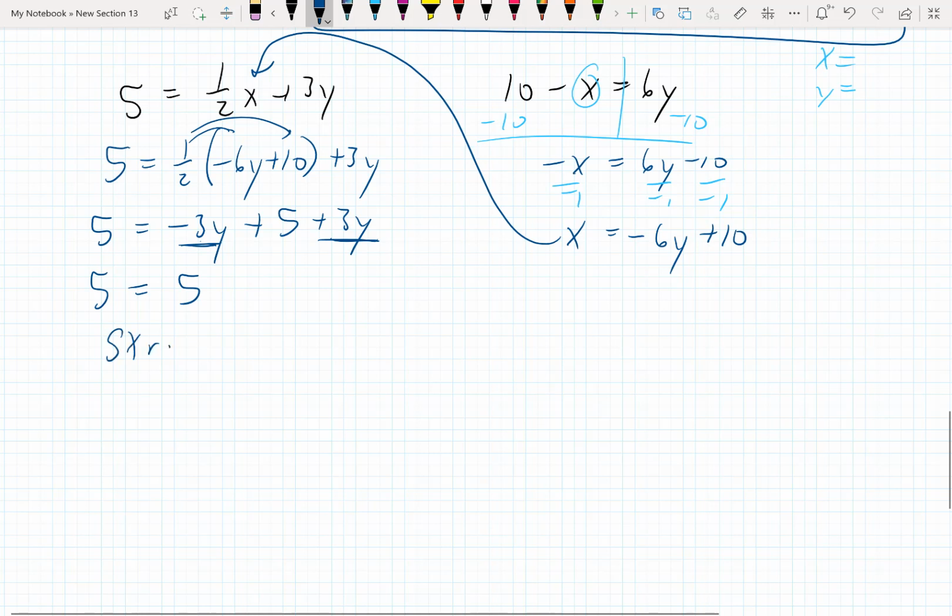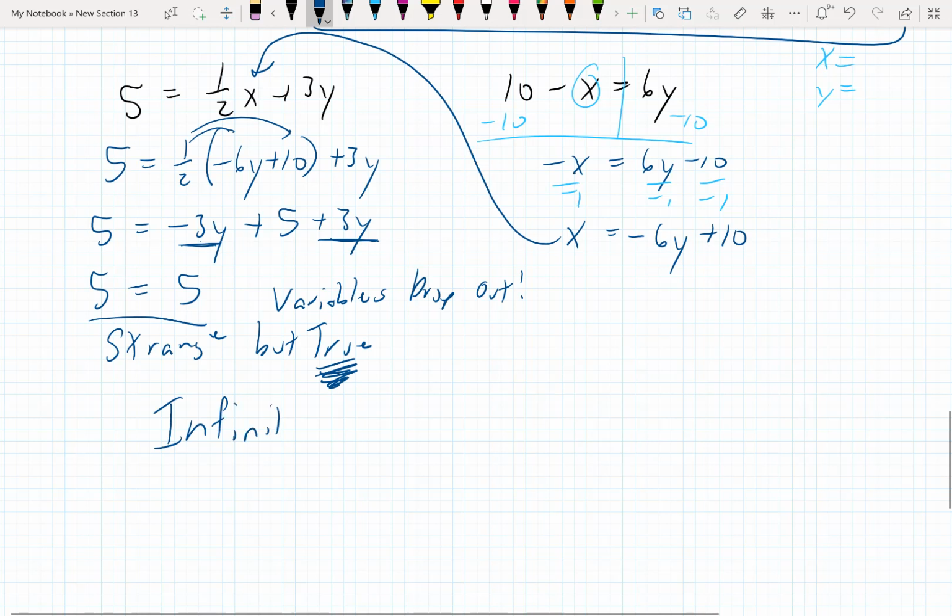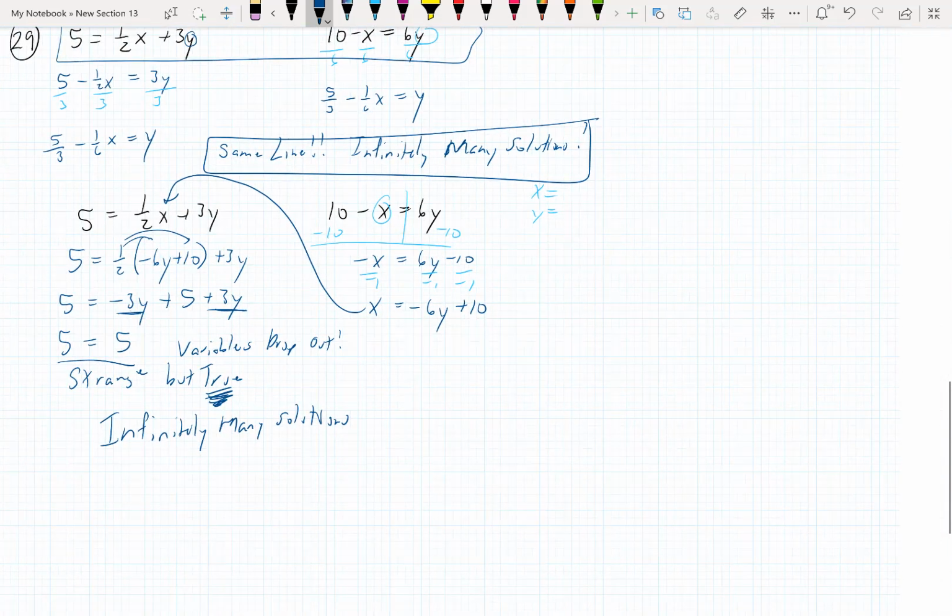So the variables dropped out, right? So something weird is happening. It's either no solution or all real numbers. Very different. Variables drop out. And we're looking at this, and it is strange, but true. 5 always equals 5. So this is infinitely many solutions. And that's exactly what we said it was going to be up here.